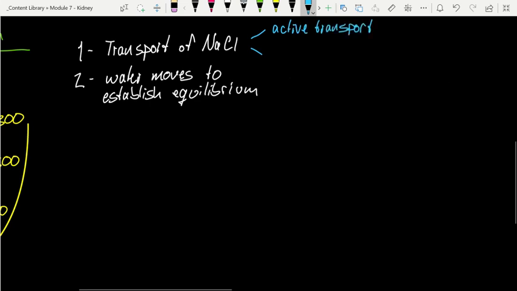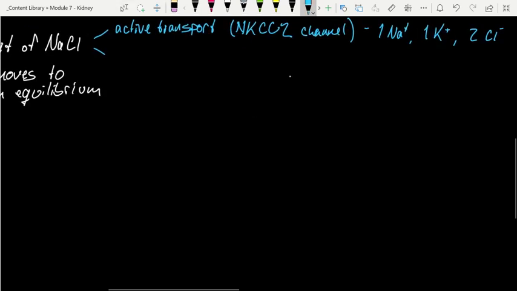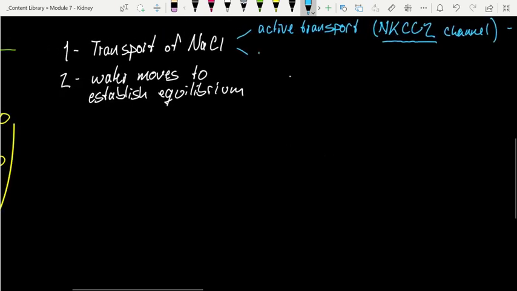And this is done by a channel called an NKCC2 channel. And it really is what it says. This channel will move simultaneously 1 sodium, 1 potassium, and 2 chloride ions. And it's a symporter. It will all move in the same direction into the cell. So that's a key player in this process, the NKCC2 channel. The passive movement that happens in the lower ascending loop is just done through simple passive salt channels.